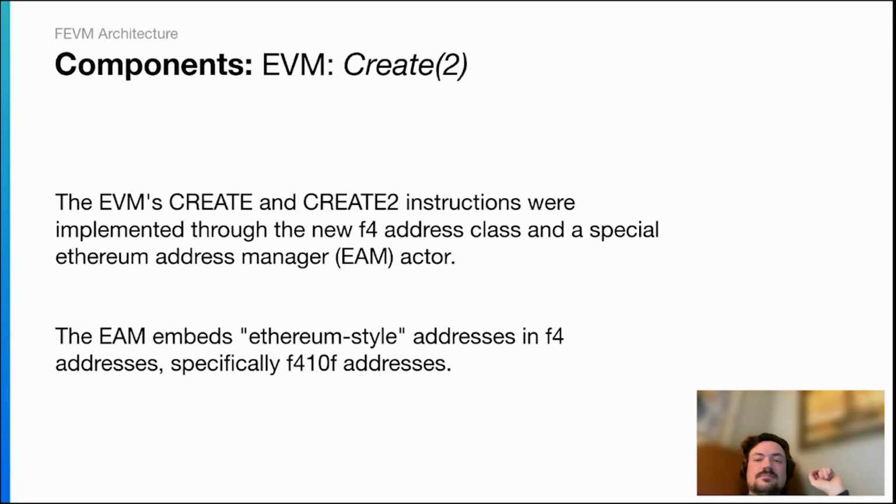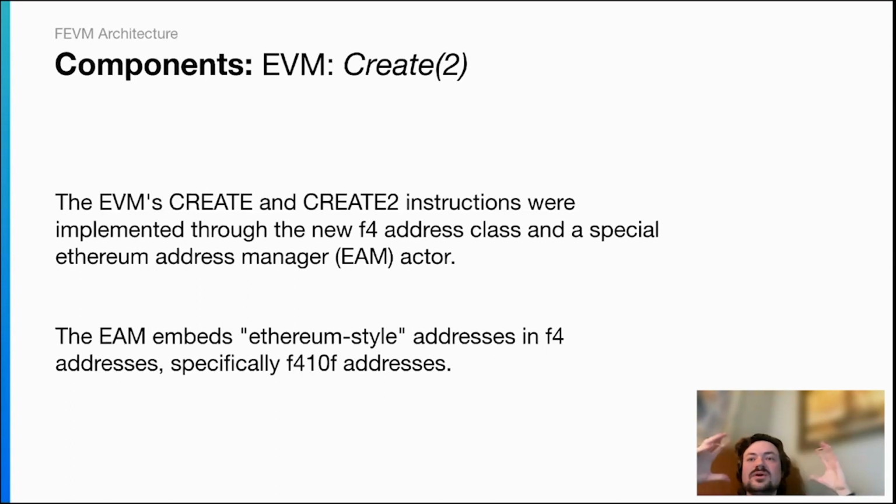Okay. Finally, create and create two. This is where a lot of the complexity of the FEVM comes into play, because create and create two need to be able to assign Ethereum-style addresses to Filecoin actors. And the important part here is we really wanted these to be native Filecoin addresses. We didn't want them to be some sort of separate address type. So to do this, we had to introduce this new address class called F4. We talked about this a bit.